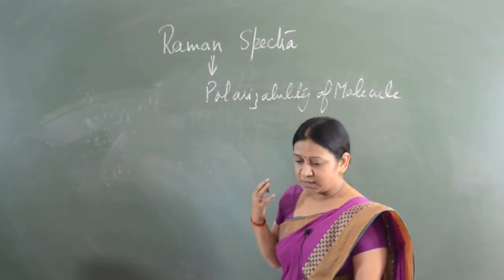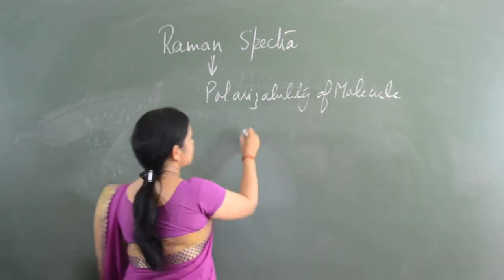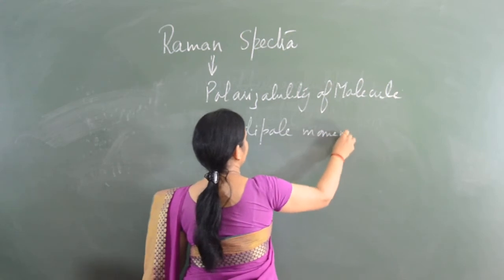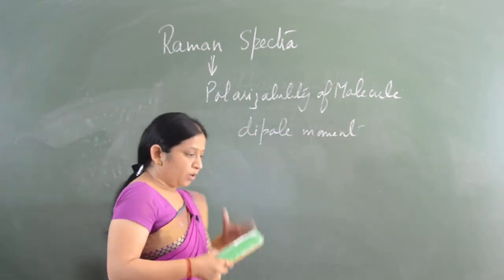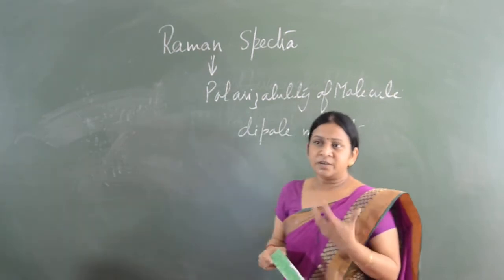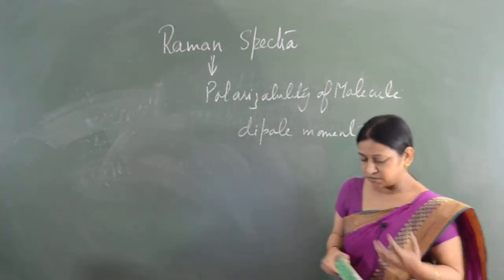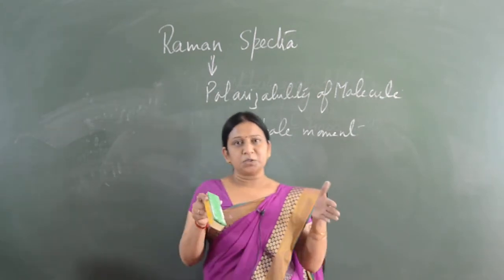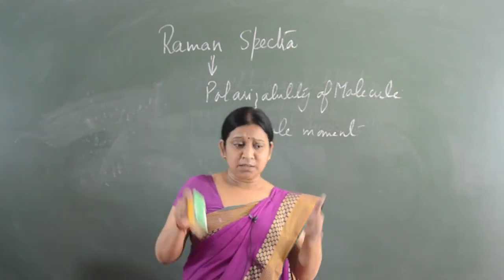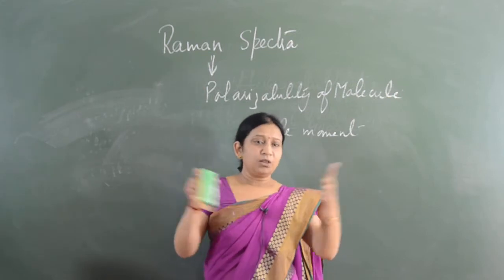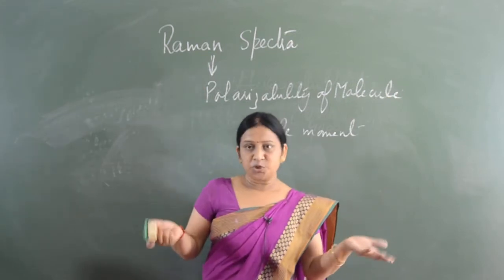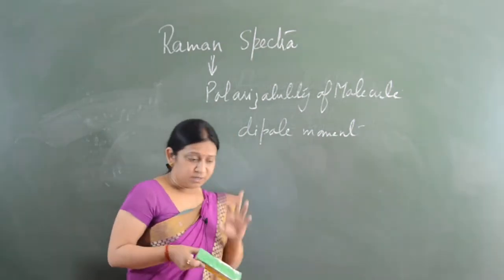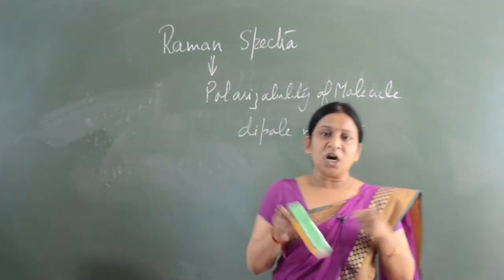Now, what is polarizability? We have got one more term, which is dipole moment. Polarizability is the relative tendency of charge separation. That is the meaning of polarizability, and polarizability normally takes place when a field is applied. Suppose we apply an electric field, then the polarization of charges is going to take place, and that is the meaning of polarizability. Dipole moment is charge separation.